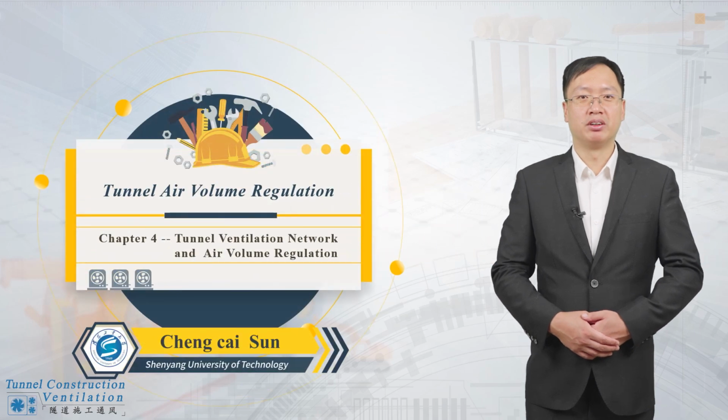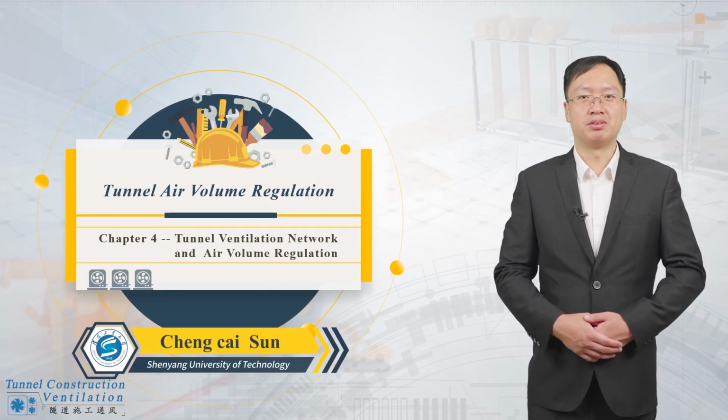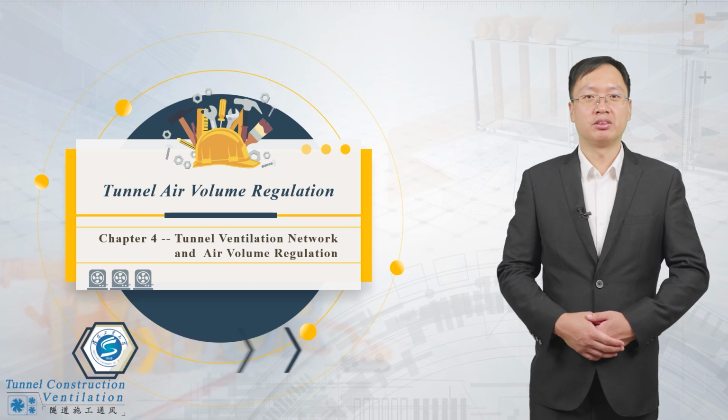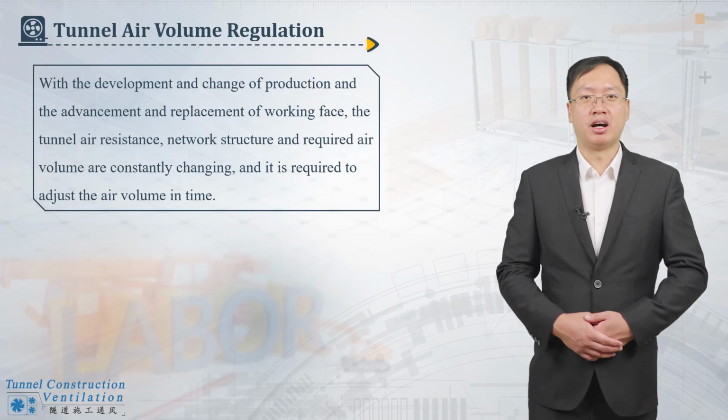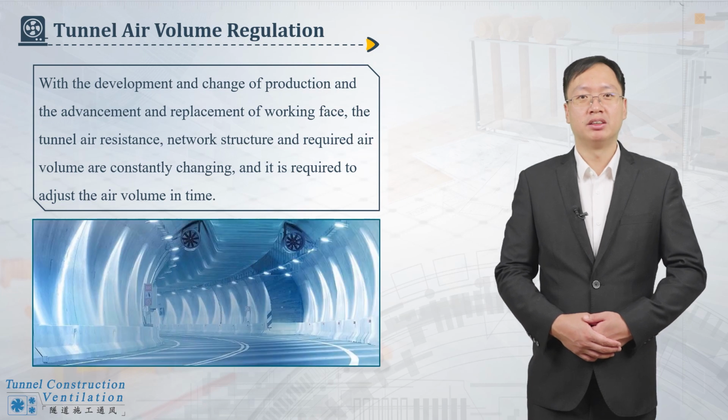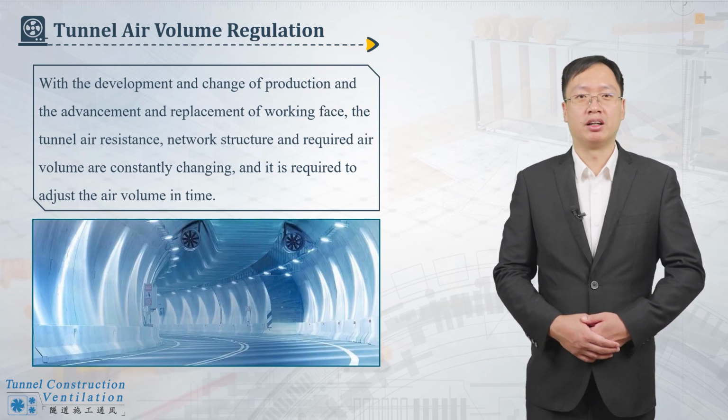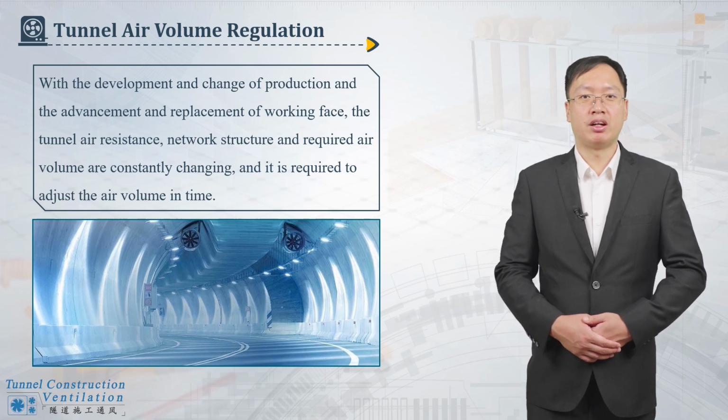Hello everyone. In this lesson, we will learn Section 2 of Chapter 4, Tunnel Air Volume Regulation. With the development and change of production and the advancement and replacement of working phase, the tunnel air resistance, network structure, and required air volume are consistently changing, and it is required to adjust the air volume in time.